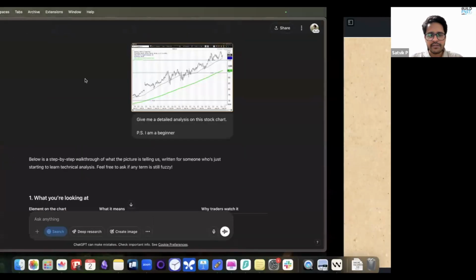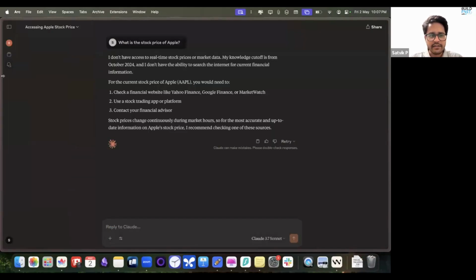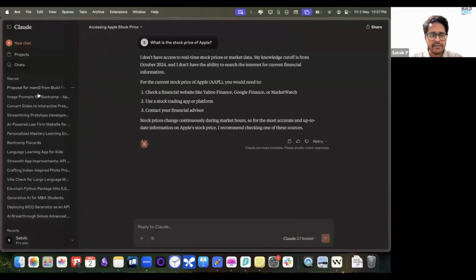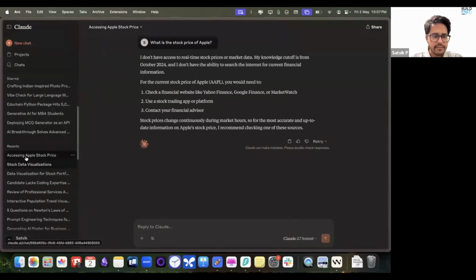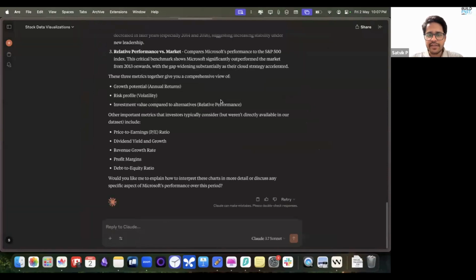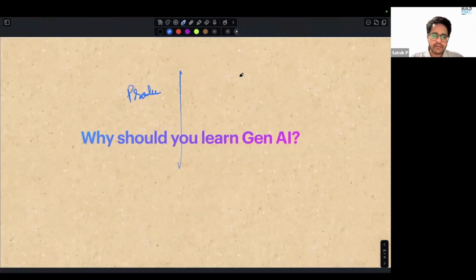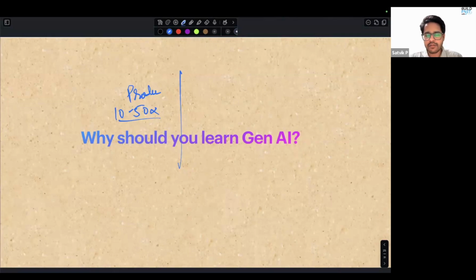Let's say you are a market analyst, and imagine the amount of time it would have taken you to look at each graph, or maybe even if you are a data scientist, you could have seen how much time I have saved just by uploading the data set. As of today, if you are able to learn generative AI, you can actually be 10 to 50 times more productive, irrespective of your job. If you are a product manager, a market analyst, a founder, anything, you can be 10 to 50 times more productive.